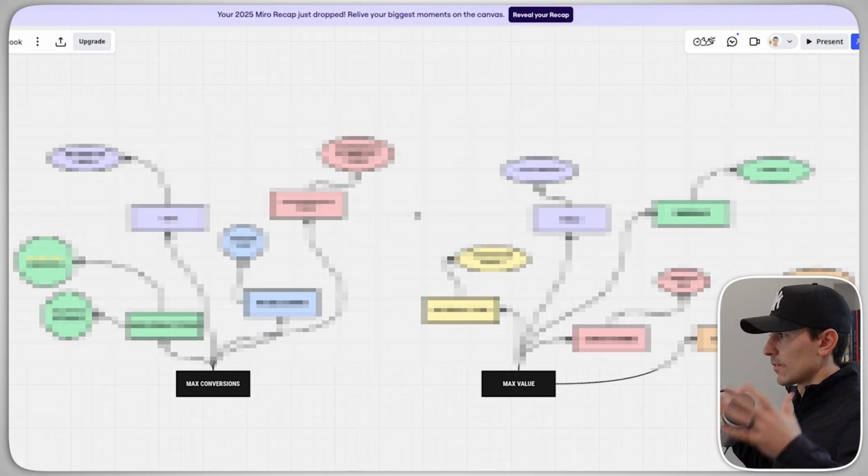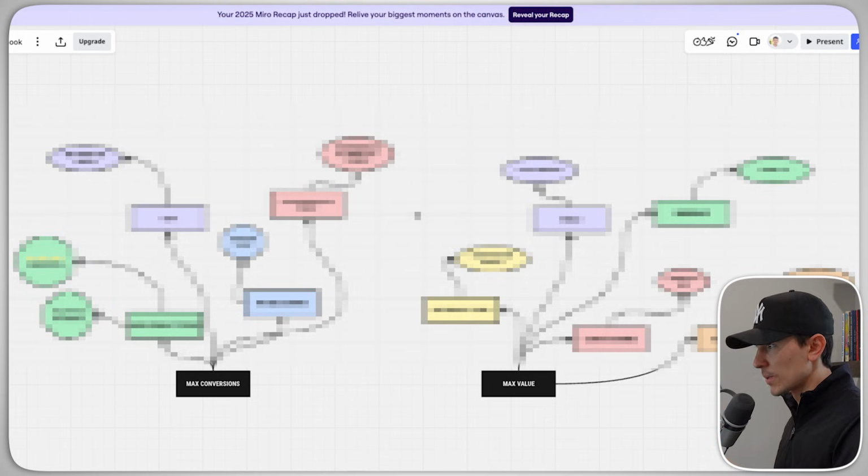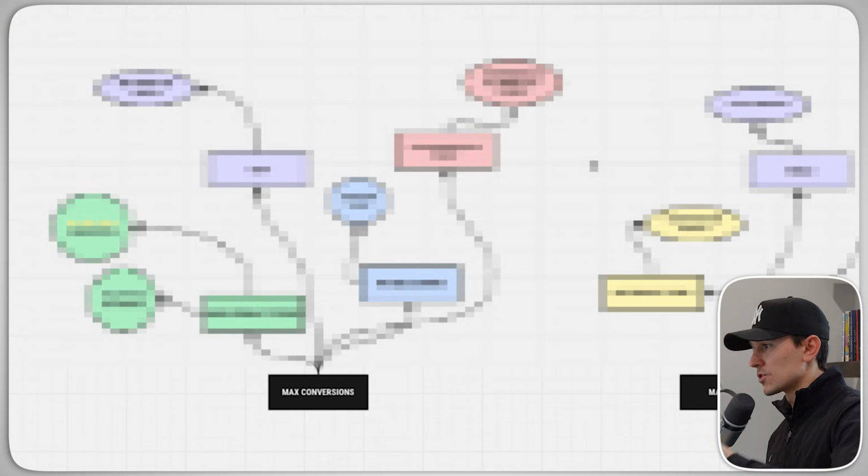So what I've done for us is I've broken out all the hard work in understanding which exact strategy is best for your business based on the specific needs of your business. So let's break down max conversions first.